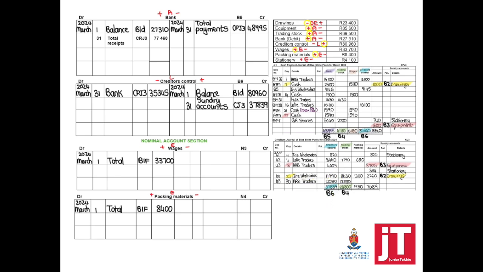Now we can go on to the next money column, wages. Wages appears in the cash payment journal. So our expense is going to increase on the debit side. From the CPJ, your details is bank and the total 6,118. Indicate that you've posted it to account number N3 in the nominal account section.